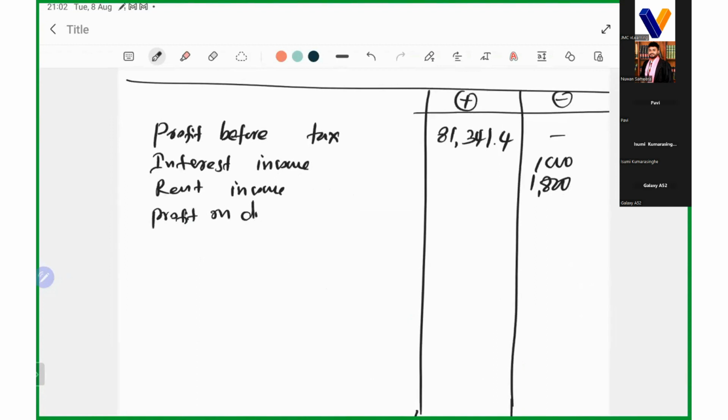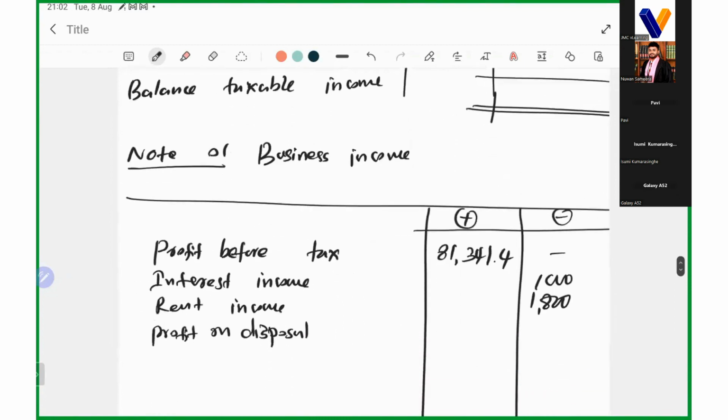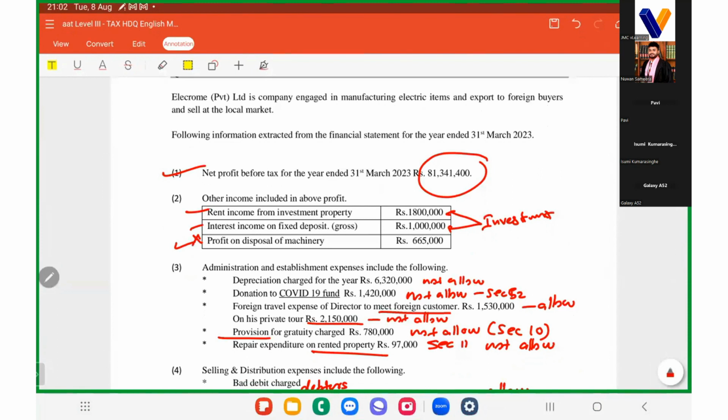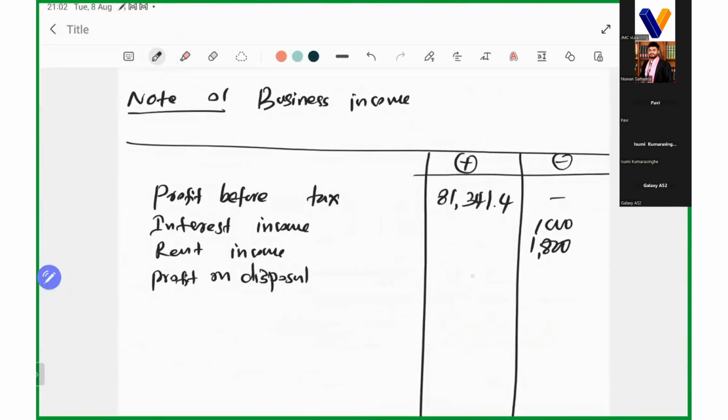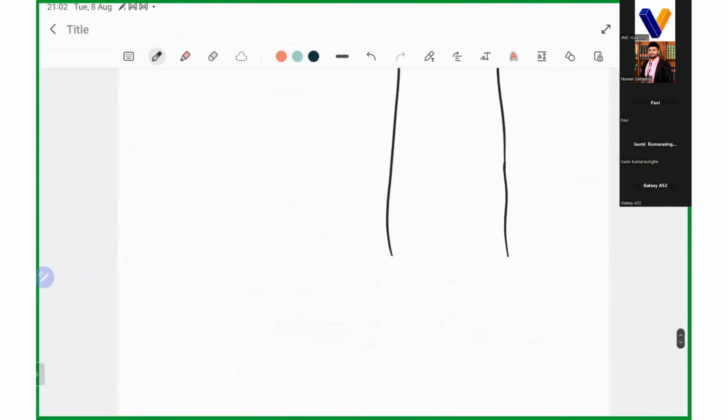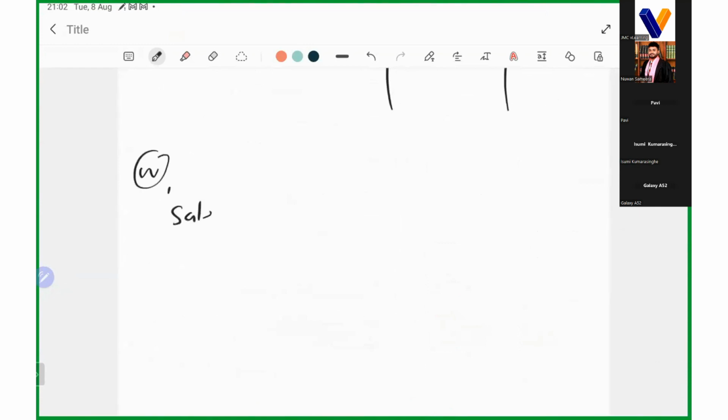Profit on disposal. But the problem is that the disposal income is calculated as per accounting methods. So we have to calculate that, 665 you have to minus, because that is an accounting one. So we need to calculate how much the gain or loss is for tax purposes. How can you calculate the sales proceeds? How much are the sales proceeds?